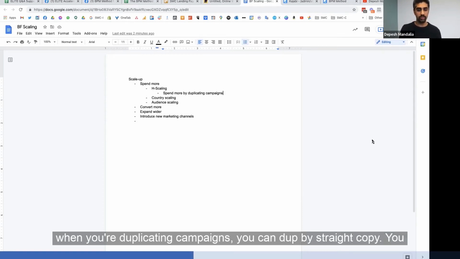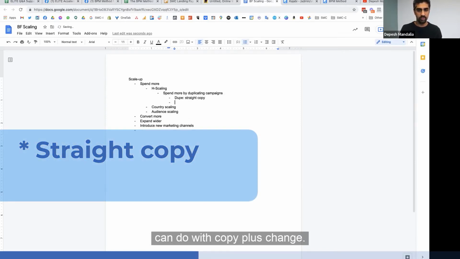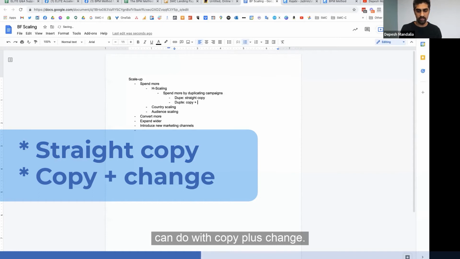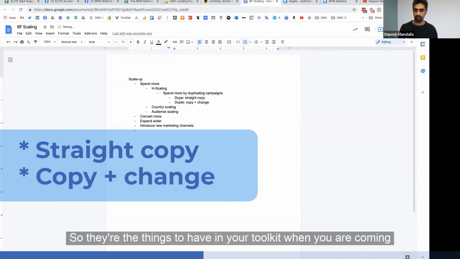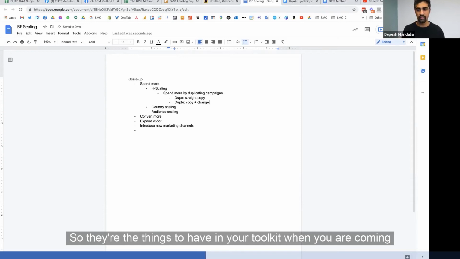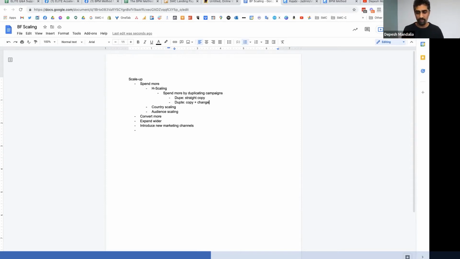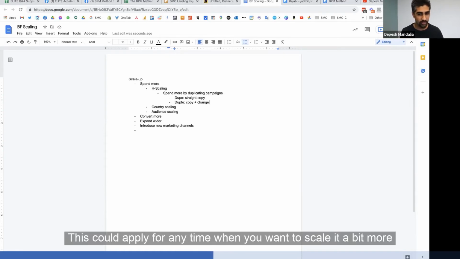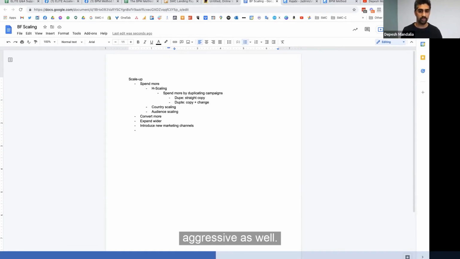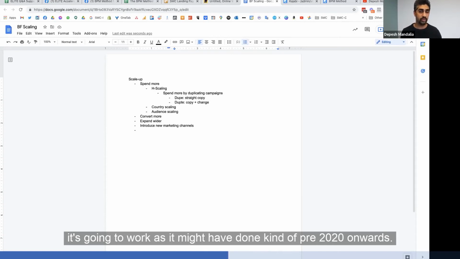So when you're duplicating campaigns, you can dupe by straight copy. You can dupe with copy plus change. So those are the things to have in your toolkit when you are coming into that period where you do want to scale up. Now, bear in mind, I'm talking heavily about Black Friday. This could apply for any time when you want to scale a bit more aggressively as well. And H scaling, it is hit and miss. That's the thing. There isn't the same guarantee, and I wouldn't even say guarantee, but the high likelihood it's going to work as it might have done pre-2020 onwards.